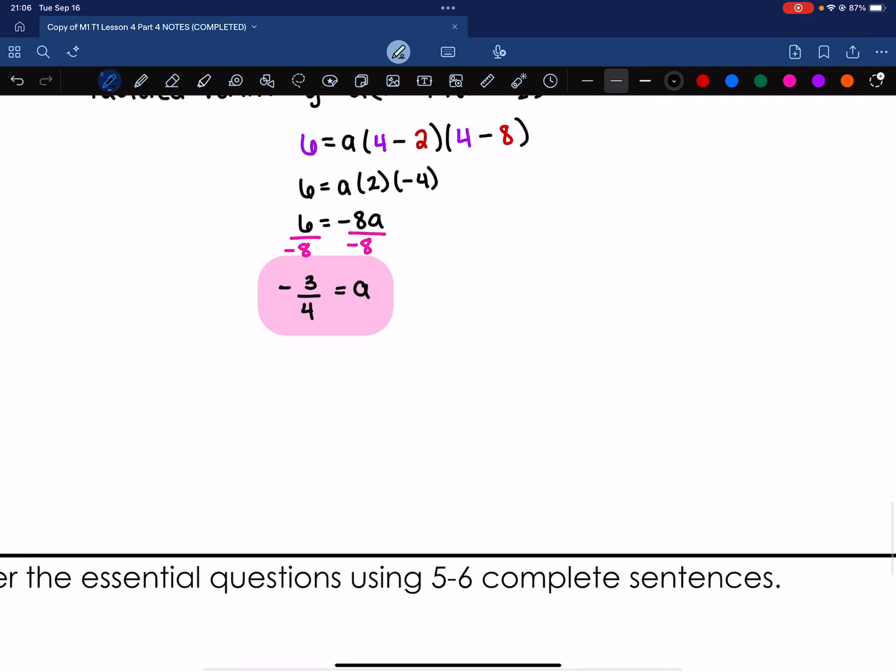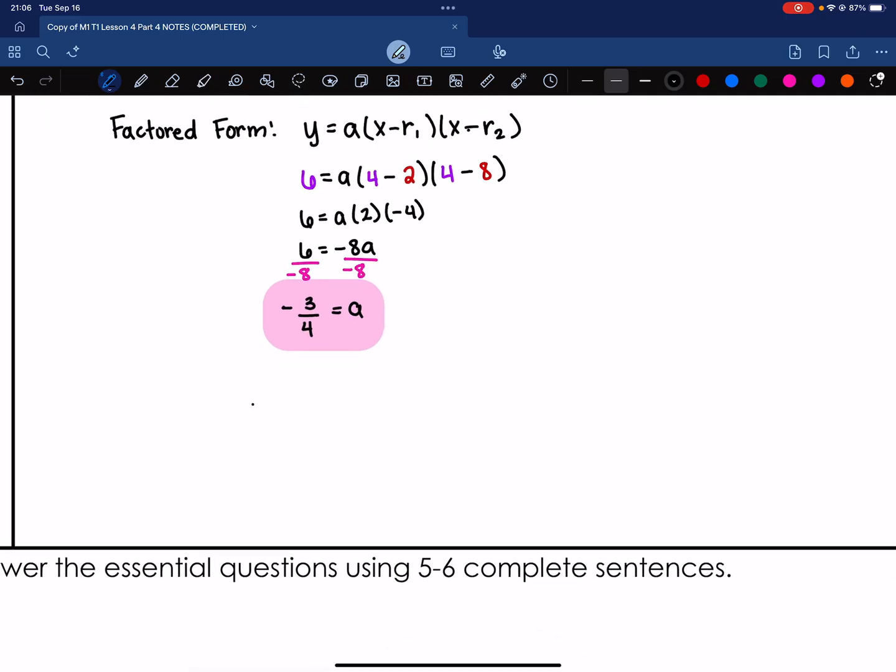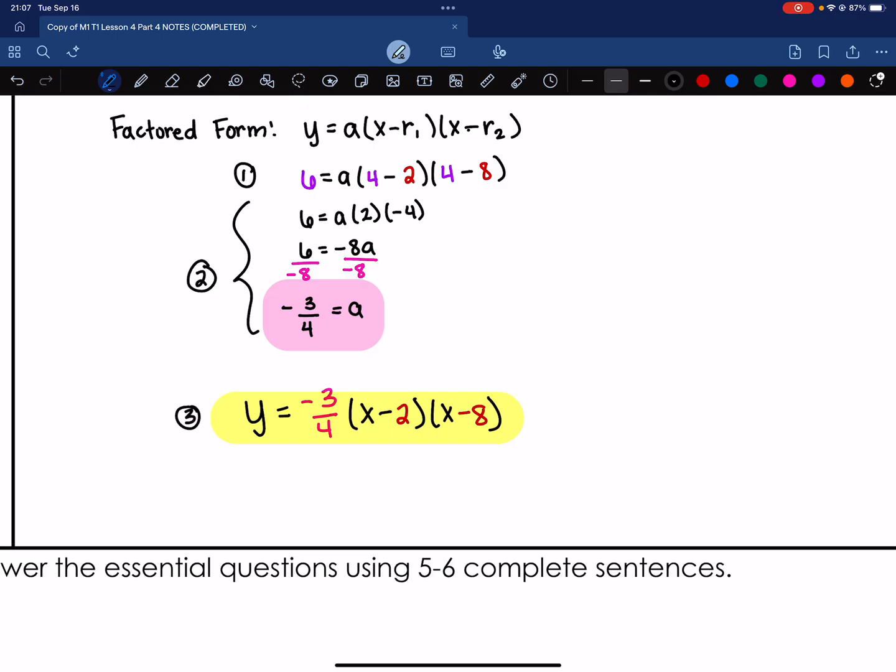From here, we just plug it back in to get our final equation. So we have y equals negative 3/4 times x minus 2 times x minus 8. And that would be our final answer. That would give us the equation. So we have our step 1 right here. All of that is step 2. And this final one is step 3.